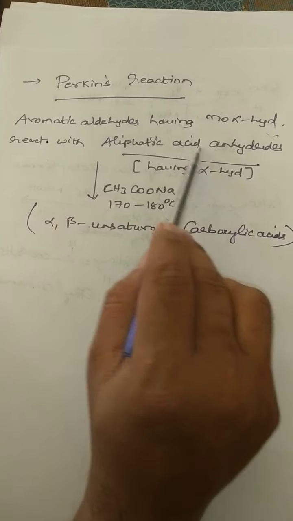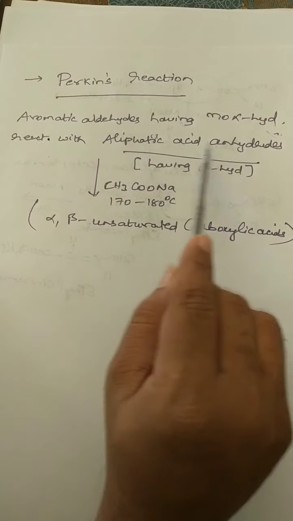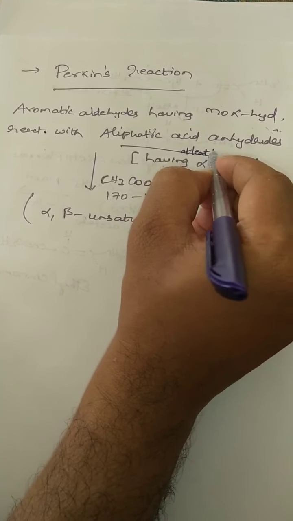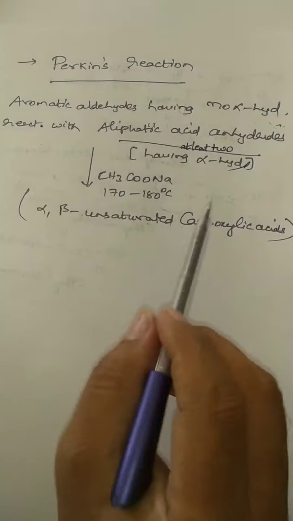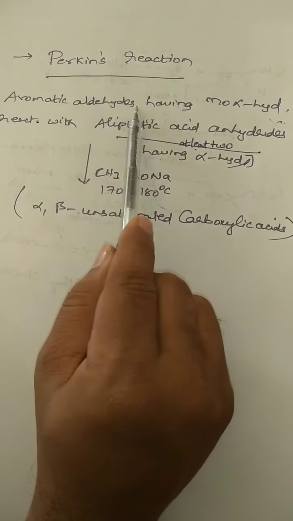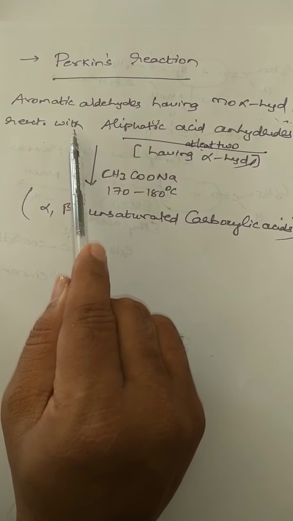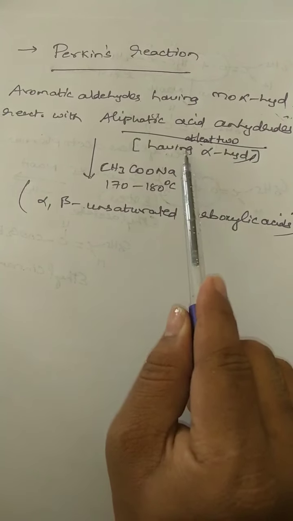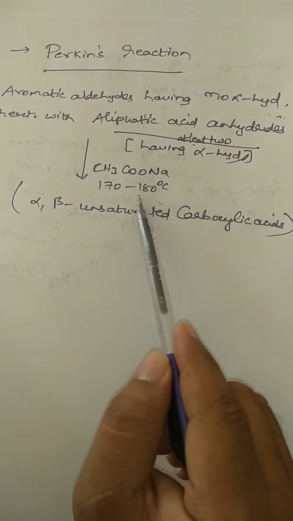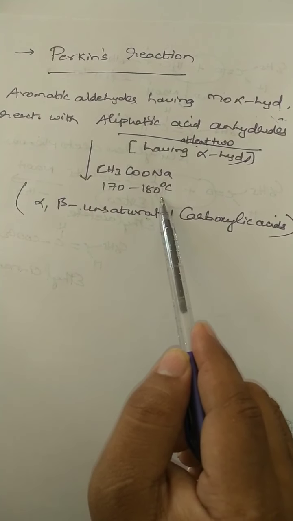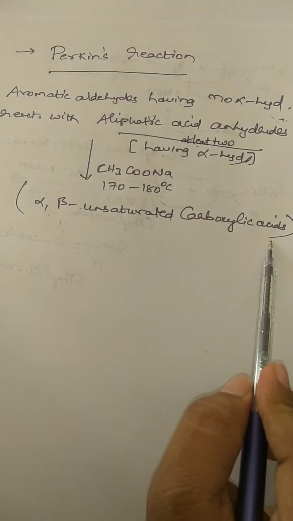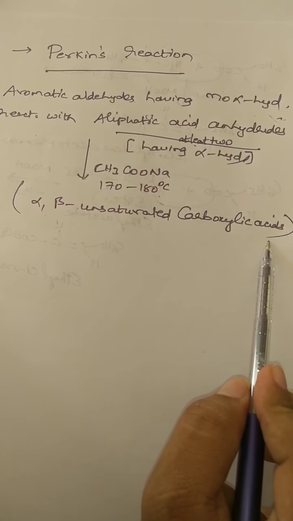So aromatic aldehydes having no alpha hydrogens react with aliphatic acid anhydrides having at least 2 alpha hydrogens. Did you understand my point? They undergo condensation in the presence of sodium acetate, and you have to maintain the temperature of 170 to 180 degrees Celsius. Finally, what is the outcoming product? Alpha, beta unsaturated carboxylic acids. So this is called the Perkin reaction.